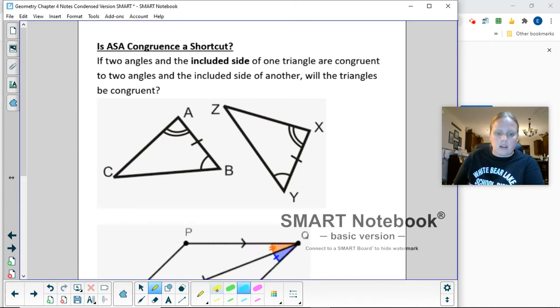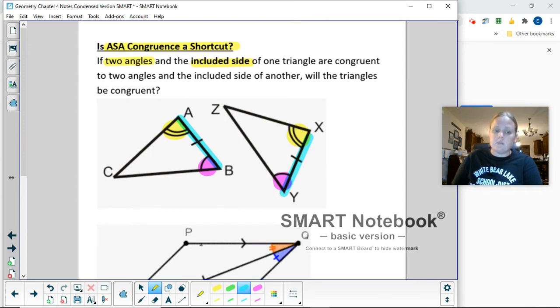Looking at this one is the ASA congruency shortcut, one that works. This has the S in between the 2 A's, which means we're looking at an included side along with the 2 angles. So let's color code these. Here I have a double arc mark in corner A. That matches with the double arc mark in corner X. Single arc mark in corner B matches the single arc mark on corner Y. Then we have our included side, AB and XY.